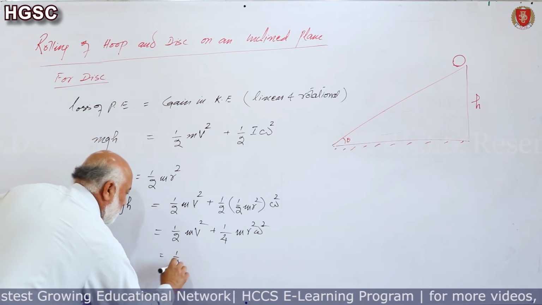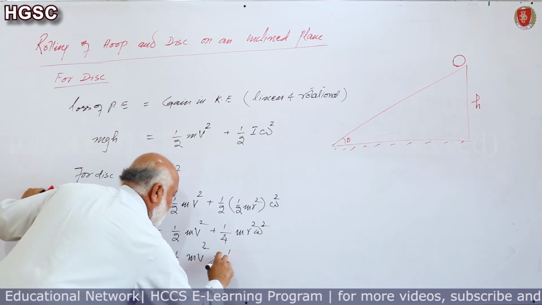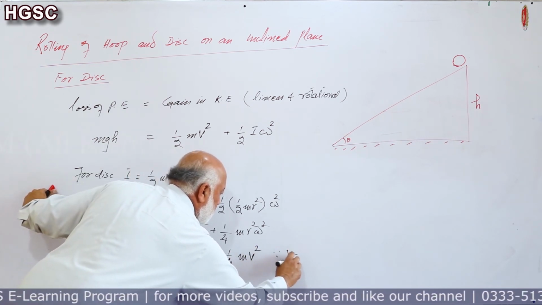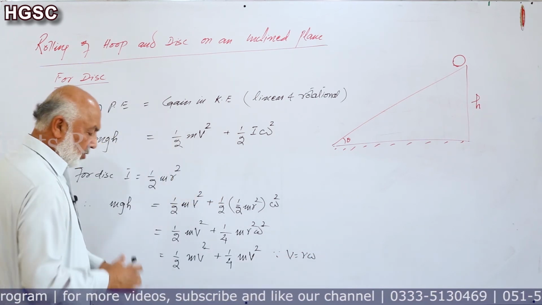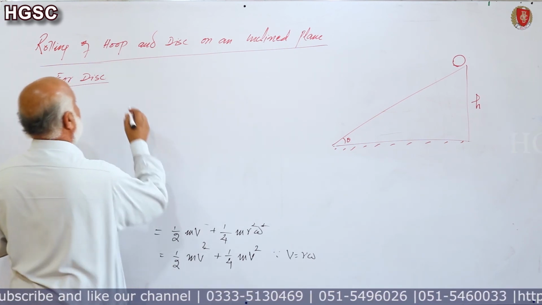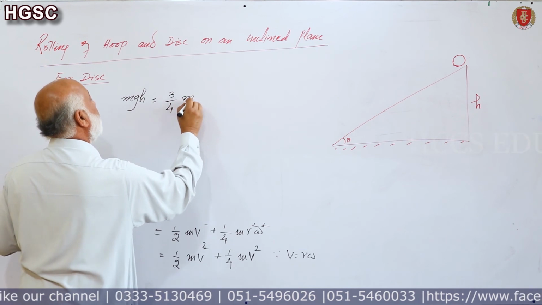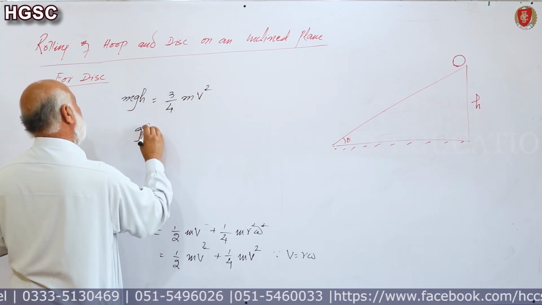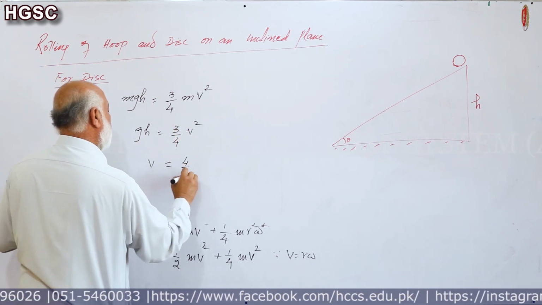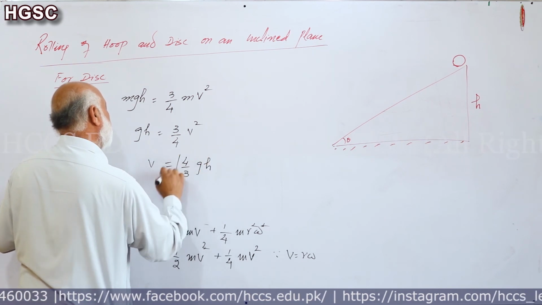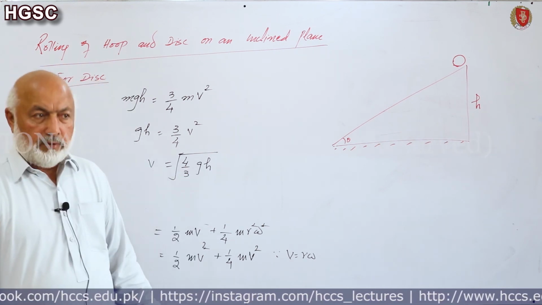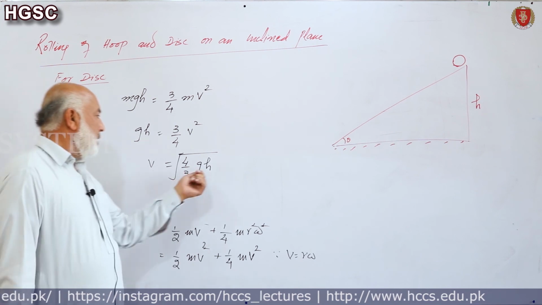This is 1 by 2 m v square plus 1 by 4 m v square, because v is equal to r omega. So finally we can write mgh is equal to 3 by 4 m v square. gh is equal to 3 by 4 v square, or v is equal to square root of 4 by 3 gh. So from this formula it is clear that the velocity of the disk also depends upon the height, number 1.